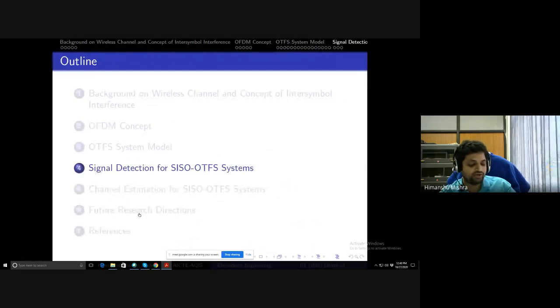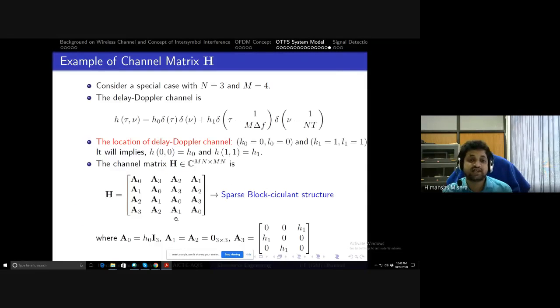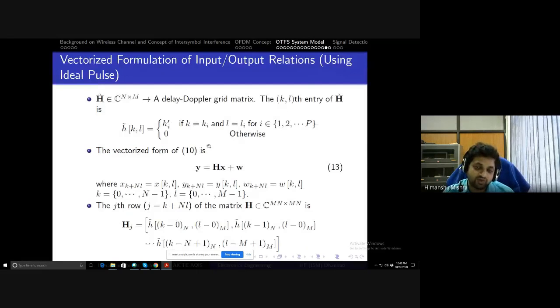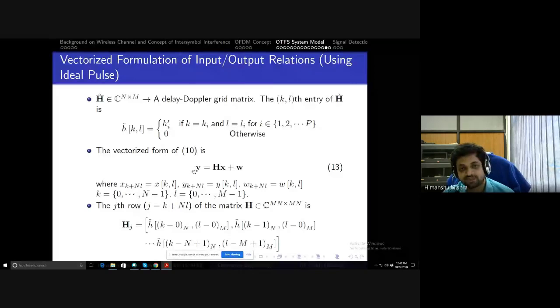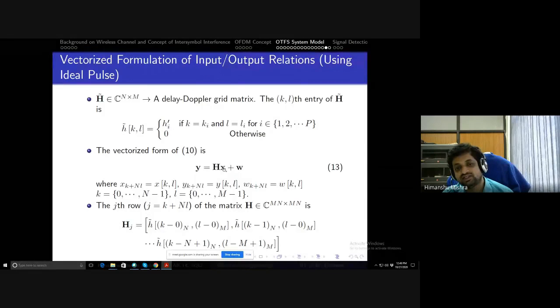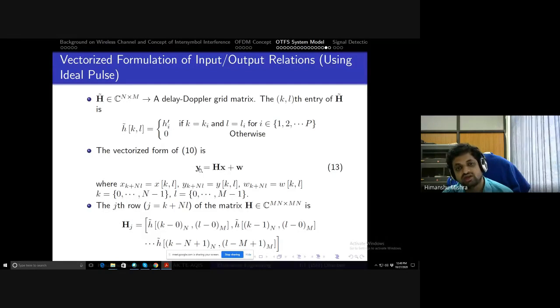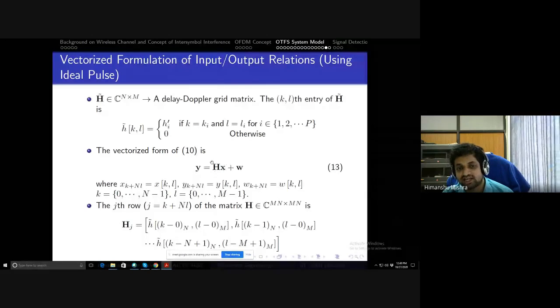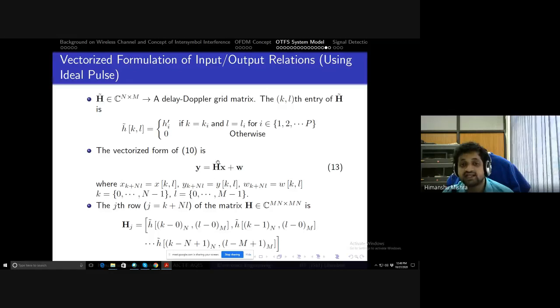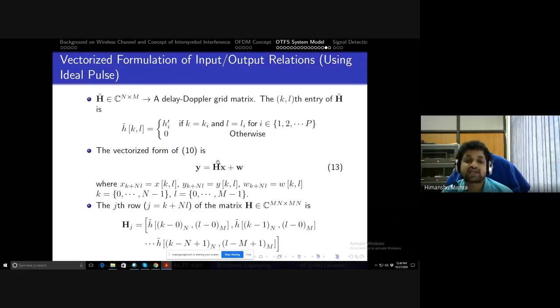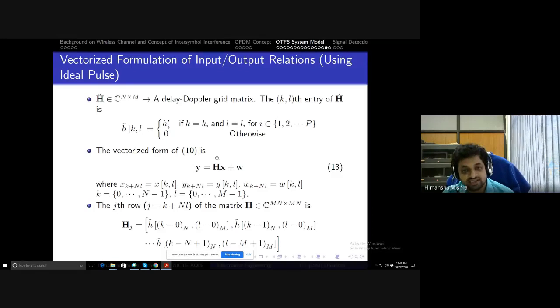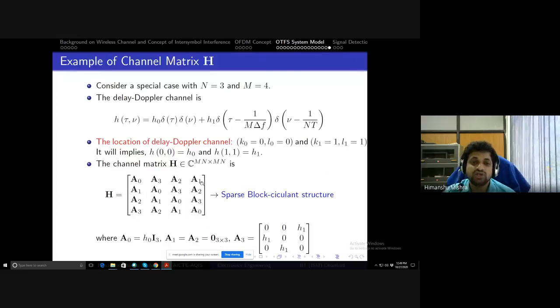So next is how we can detect the transmitted signal. Right now, I have y is equal to Hx plus noise. x is in the delay Doppler domain, y is in the delay Doppler domain, and the channel representation is in the delay Doppler domain. And what I got is that this channel has a sparse block circulant structure. The channel has an interesting structure which is sparse in nature, and it follows a block circulant structure.